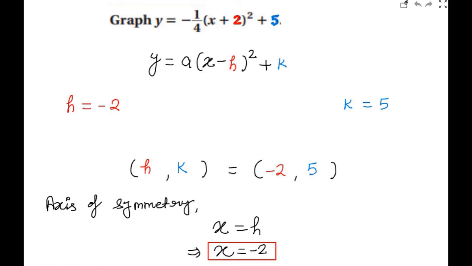Also, the leading coefficient is a. We can also compare the value of a. A is the leading coefficient, and that's negative this time. It means the graph opens in the downward direction. We can still have a few more points that will help us to plot the graph more easily.